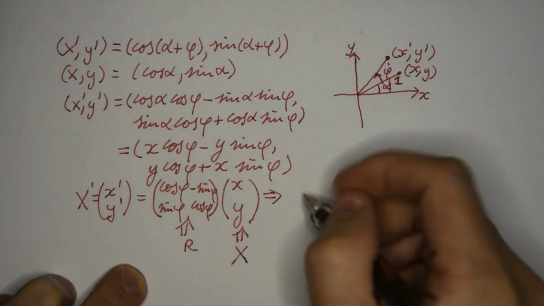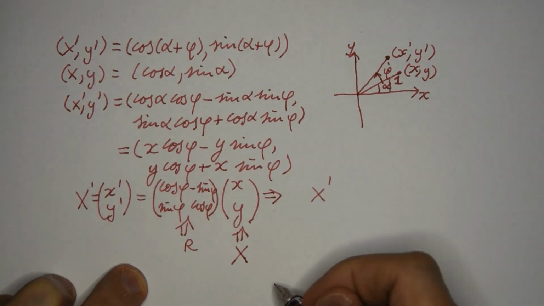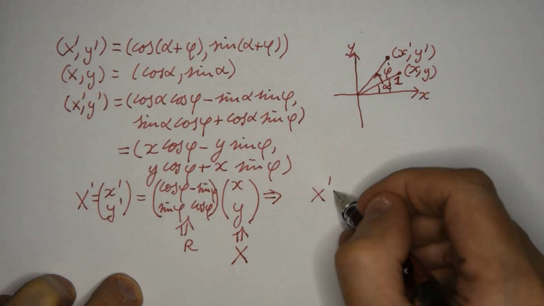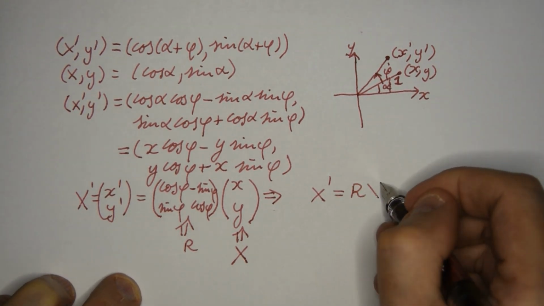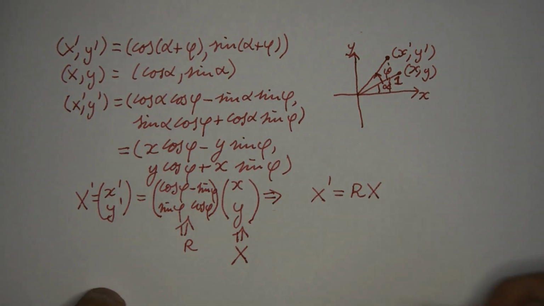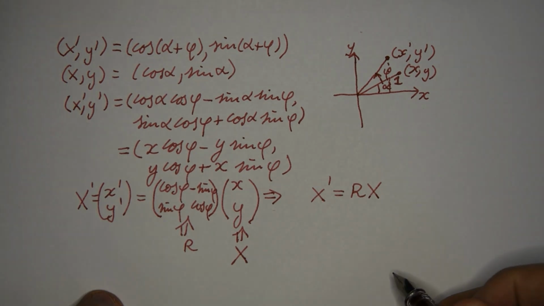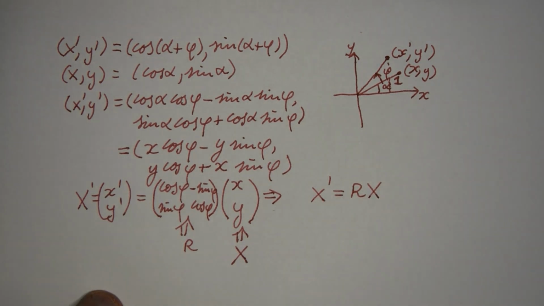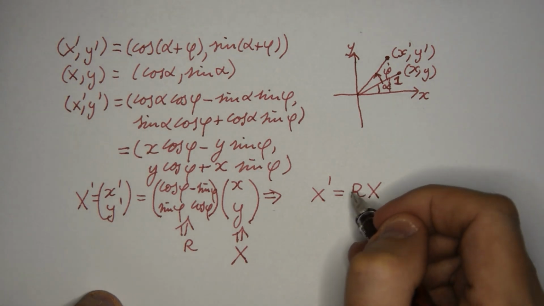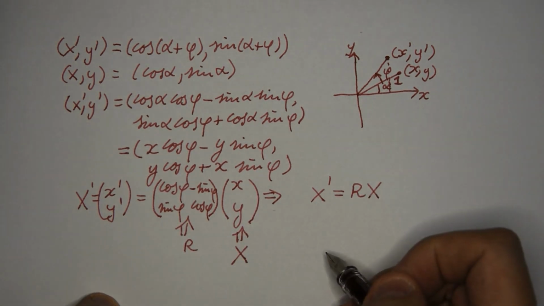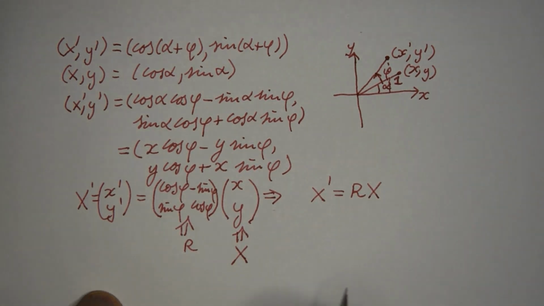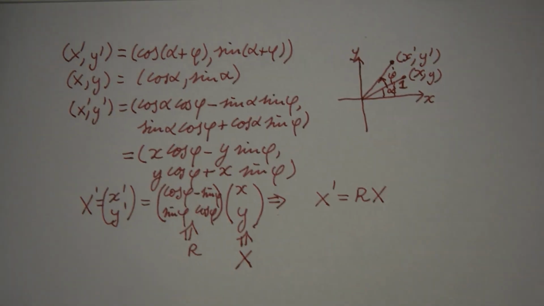So that gives you x-accent equals rotation matrix times x. Yeah, and that's essentially the rotation of a two-dimensional vector x rotated over an angle phi. Yeah, and then you get your x-accent. Now we're going to do the same, but we're going to do it in the complex domain.